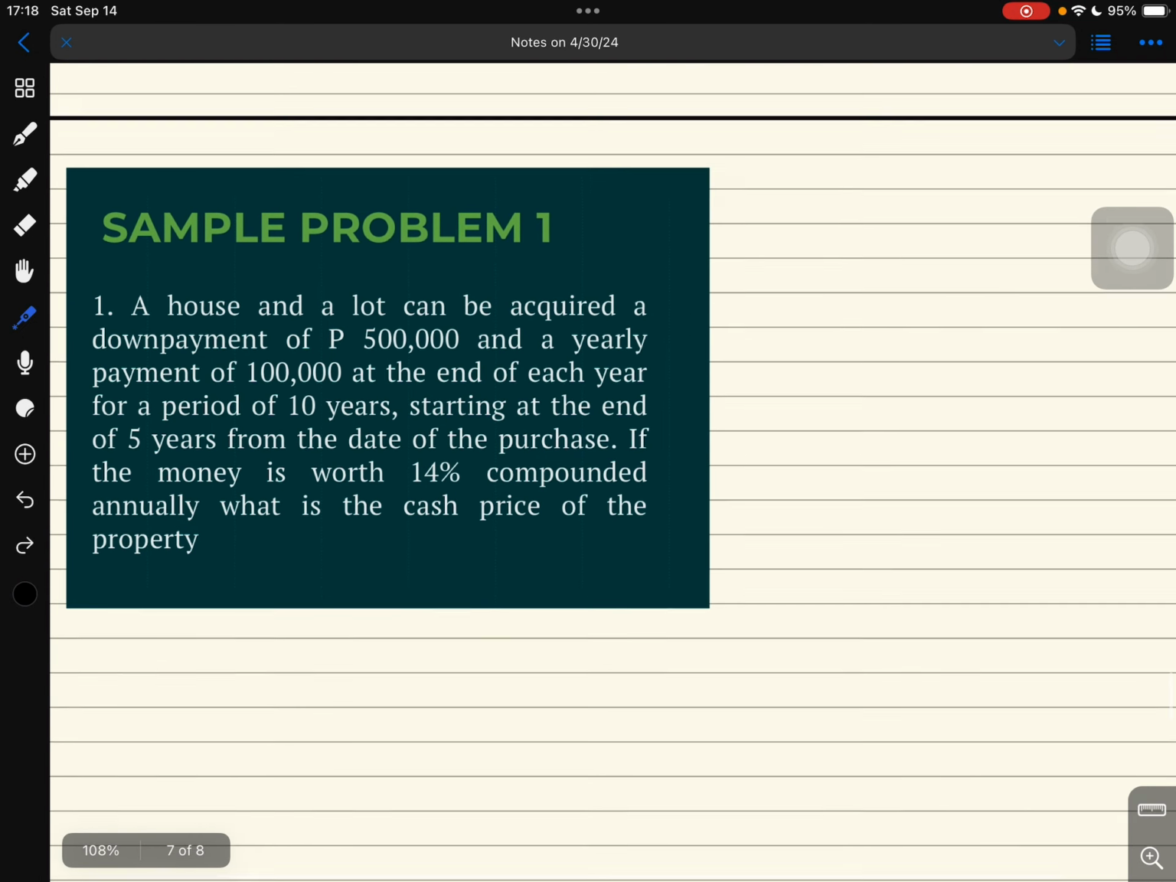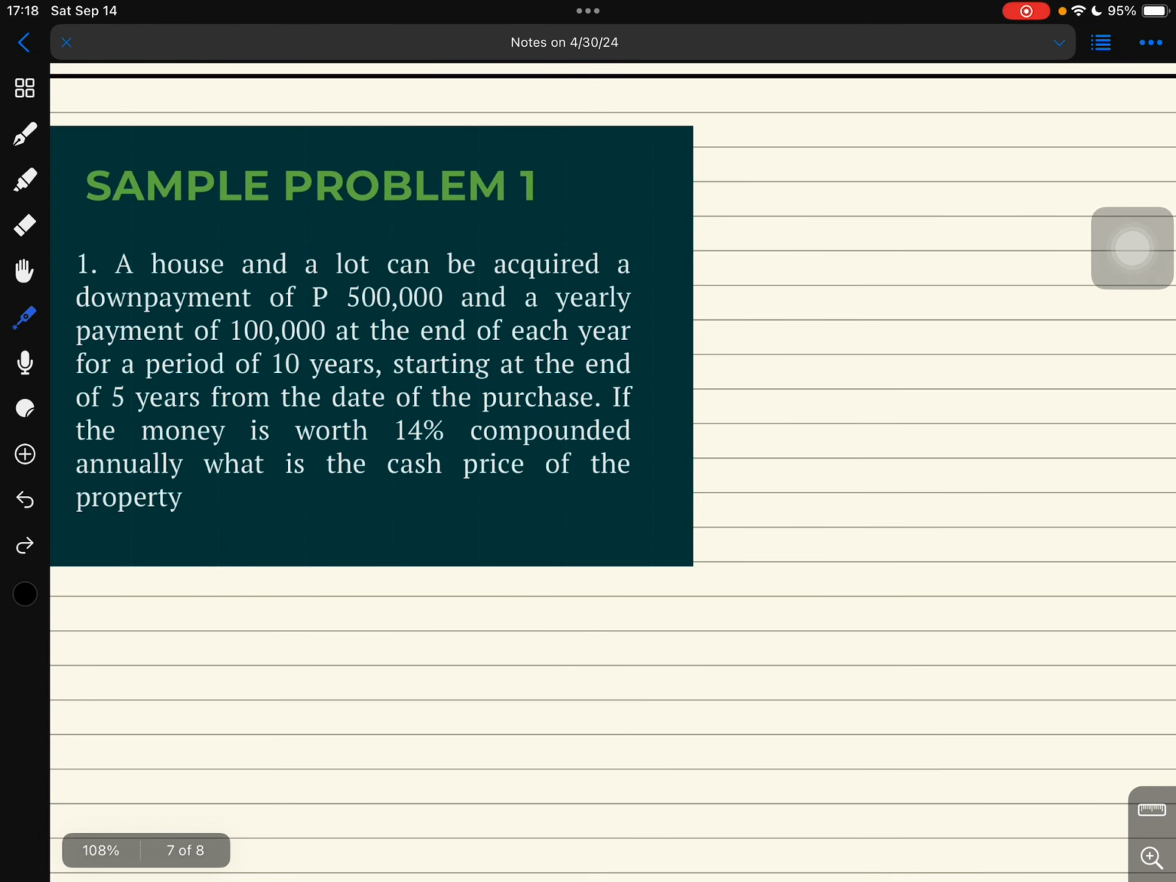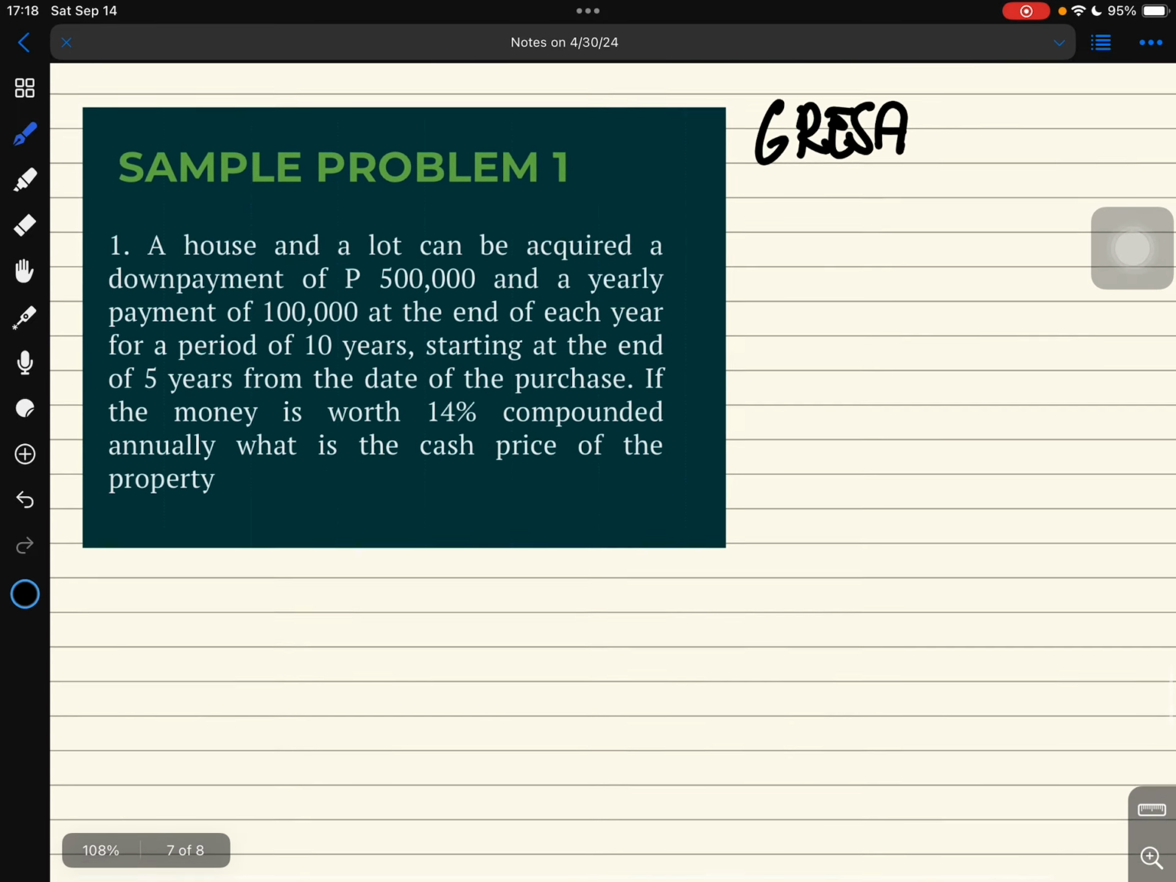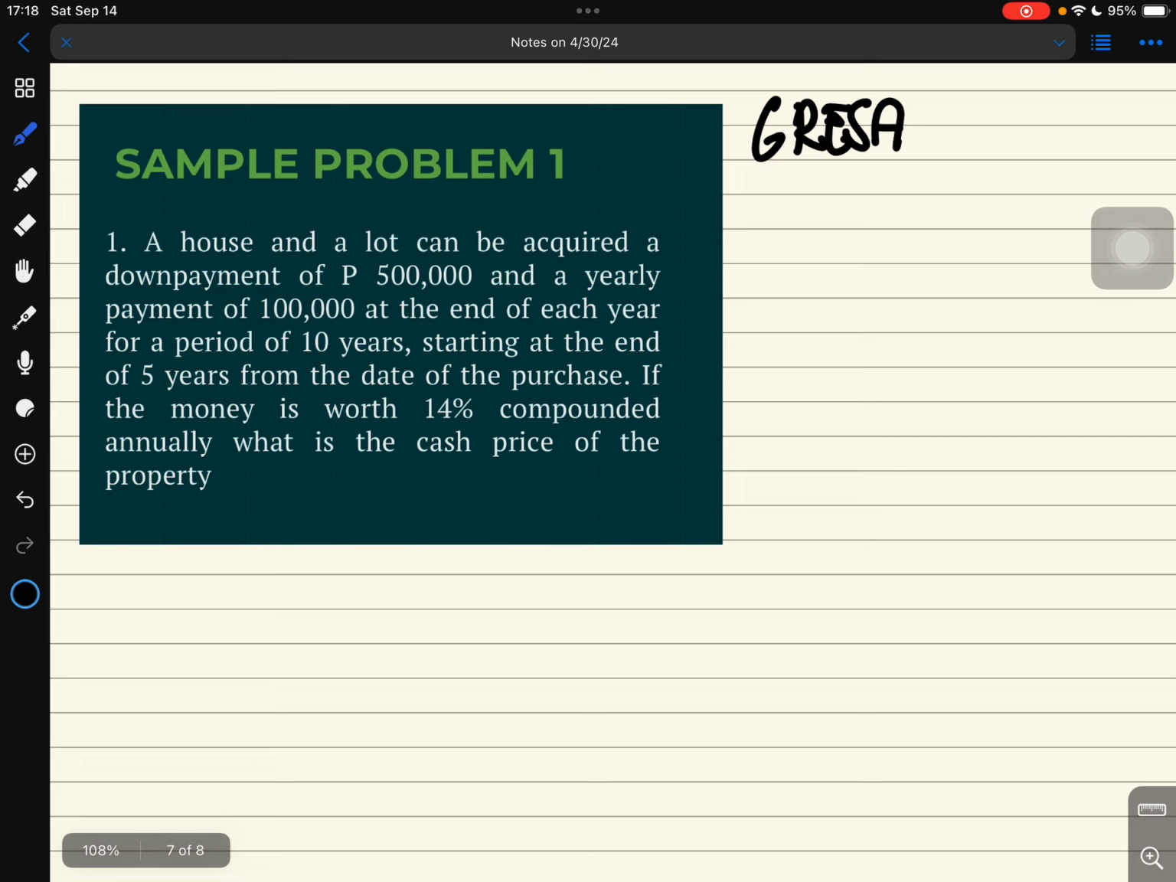Sample problem number 1. We have a house and lot that can be acquired at a down payment of 500,000 and a yearly payment of 100,000 at the end of each year for a period of 10 years, starting at the end of 5 years from the purchase date. If money is worth 14% compounded annually, what is the cash price of the property? Okay?